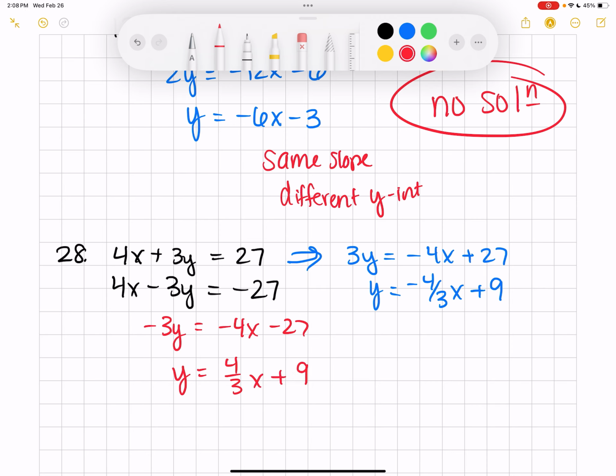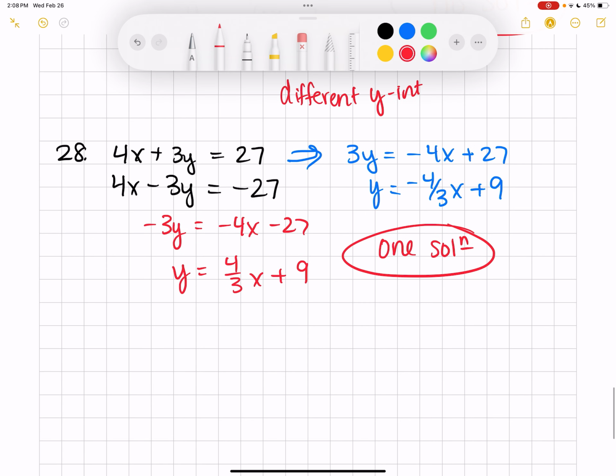I think we got one solution. Why? Because they don't have the same anything. They have the same 9, but this is negative and this is positive. These are not the same. So that means one solution. Yeah, I got it right.